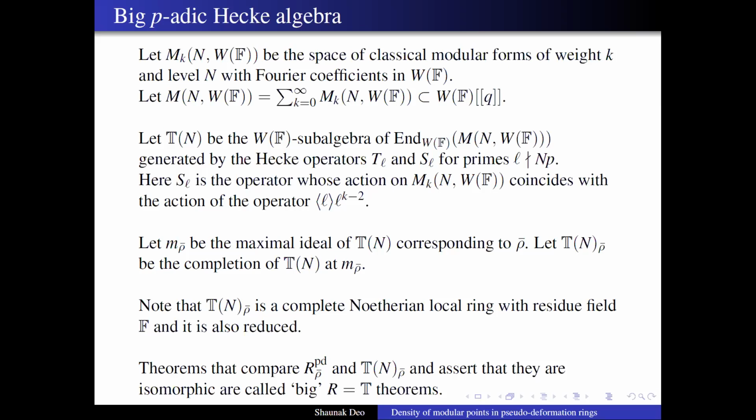Okay, so to answer the question that we had posed initially, we have reduced that question to the question of establishing when R PD rho bar and Tn rho bar are isomorphic. This is what we'll be focusing on from now on, and these theorems are also a key step in Emerton's strategy to solve the Fontaine-Mazur conjecture. So there are other applications of such theorems as well. Our aim from now on is to establish big R is equal to T theorems, and there is a history of these theorems.